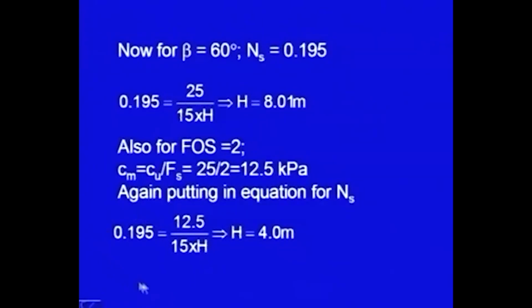The stability number depends on beta, it is same here 0.195, and C is 12.5, gamma is 15, H is the new height which is corresponding to factor of safety 2, and by solving this equation you will be getting the height. So, this is the safe height for the safe factor of safety.